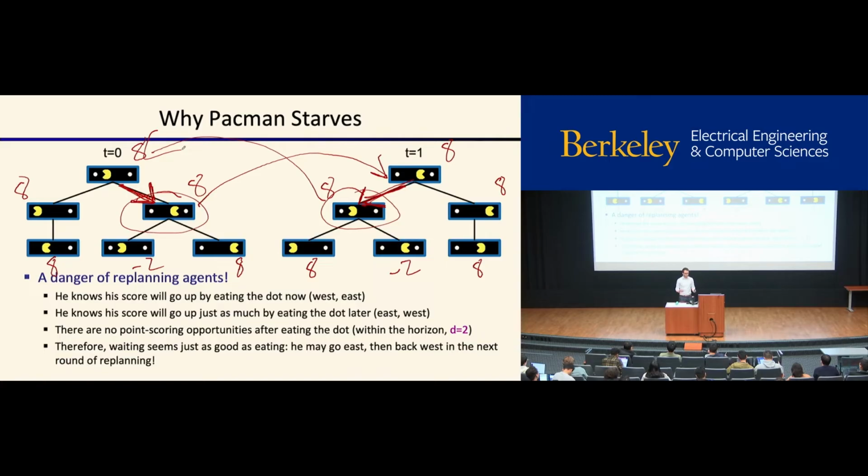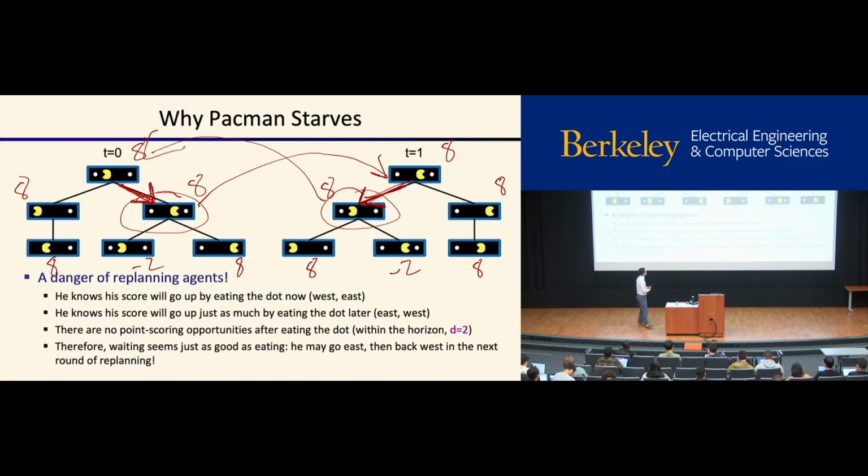So because we don't have a preference, because we're breaking ties arbitrarily, we're stuck in this loop where we don't care whether we go left or right. We might as well go right. We'll replan when we get there. We don't care if we go left or right. We might as well go left. And so Pac-Man starves because all of these things look good from a depth of 2 search with this particular evaluation function. So what's going wrong here?